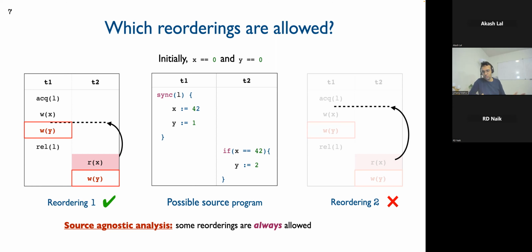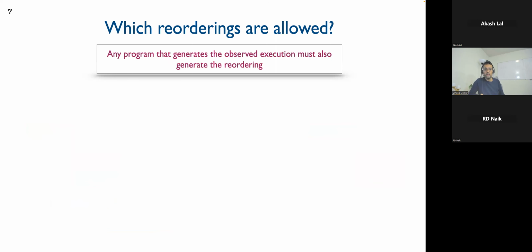So let's formalize what I really mean by this, and come up with a definition of the class of reorderings that are allowed. Again, I'm going to stick to the principle that I showed on the last slide: a reordering is allowed if any program that gave rise to the observed execution will also be able to generate this reordering. That's when a reordering is allowed. So how do I come up with a definition that satisfies this property? Well, here is the definition.